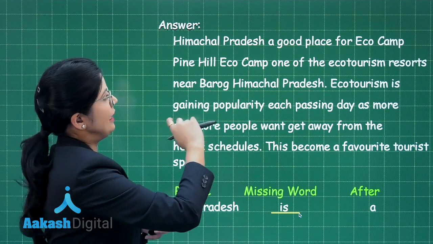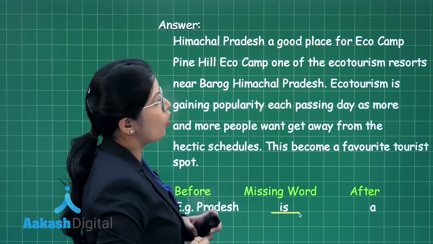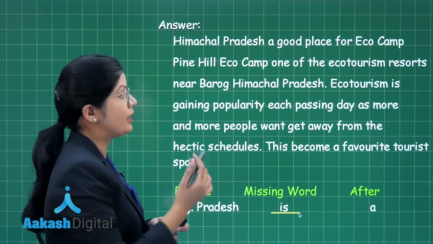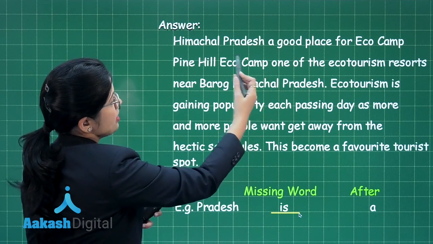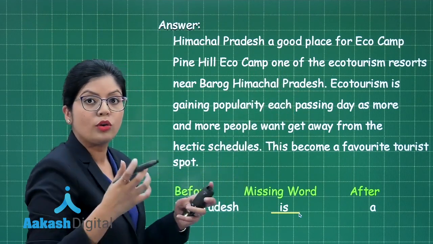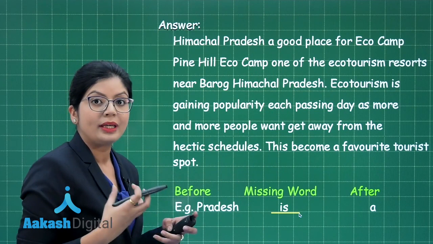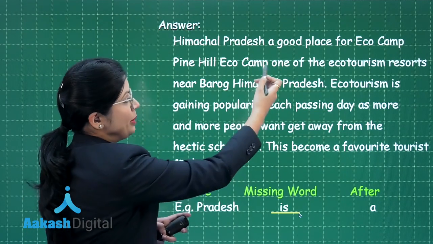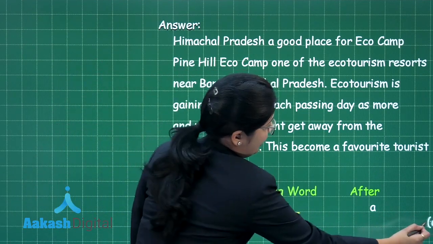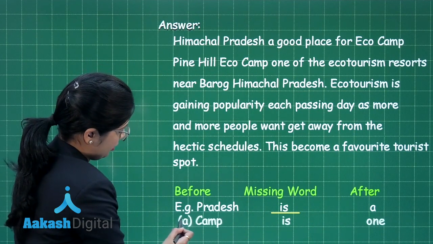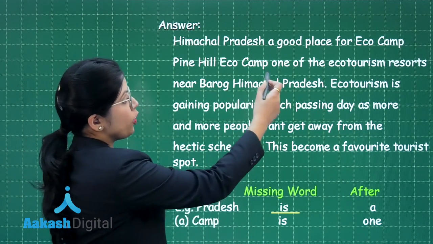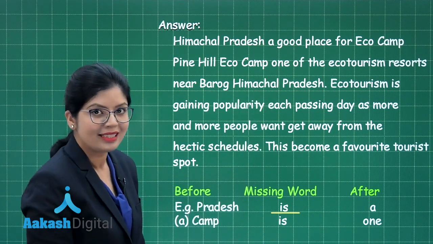Now when you read the second line, Pine Hill Eco Camp, one of the ecotourism resorts. Again in the second line, there is no verb to connect these two parts of the sentence. Pine Hill Eco Camp 1. Now there is no verb that is supposed to join these words to each other, and therefore we can easily understand that to complete this sentence I again require a helping verb, and thus the correct answer should be camp is 1. Why do we require is instead of was? Because the dominant tense of the paragraph is present tense.